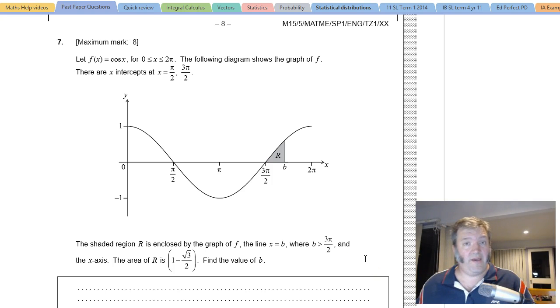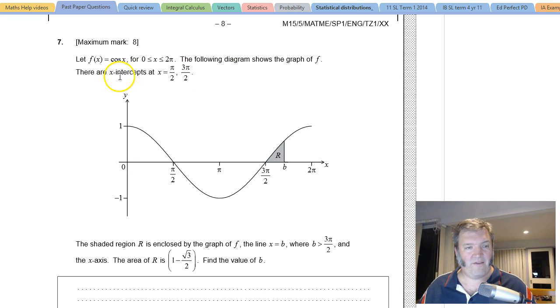All right, here we are again, May 2015, Paper 1, Time Zone 1, SL Maths, Question 7. Let's see how we go. Let f of x equal cosine x between 0 and 2 pi. Well, we like that because that's nice and easy. Yep, amplitude of 1, all good all over this one.